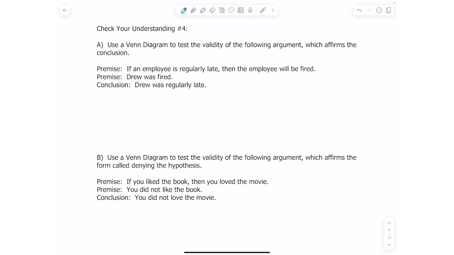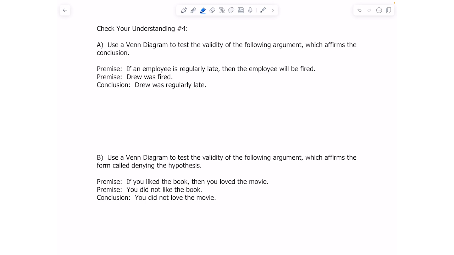Okay, please pause the video and try these on your own, and then you can unpause when you're ready, and we can go over this. There are 3 problems to look at there. Again, you're using the Venn diagram to test the validity of the argument, which affirms the conclusion. If an employee is regularly late, then the employee will be fired. Drew was fired. Drew was regularly late.